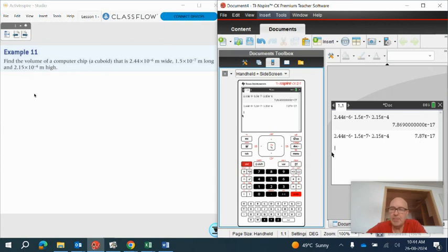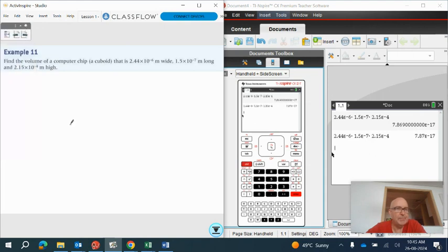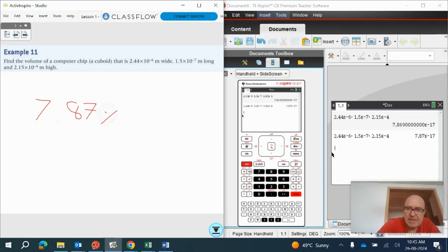So our answer cannot be written as it is seen there. It needs to be written in math form. So let me see if I can write a little bit. This is going to be 7.87, and then you have to replace that E with times 10 to the power of, and we got minus 17. Sorry, I'm writing with my big chubby fingers on my touch screen here. Hopefully you can follow that. Okay, let's have a look a little bit more.